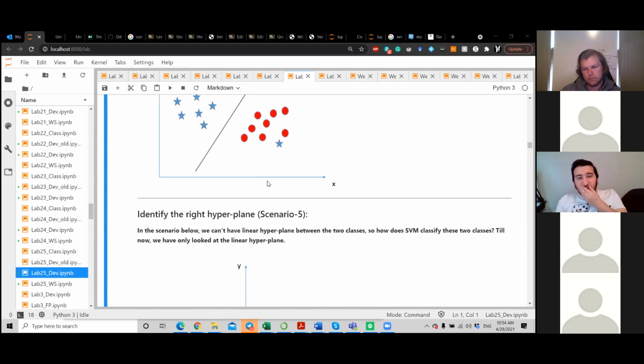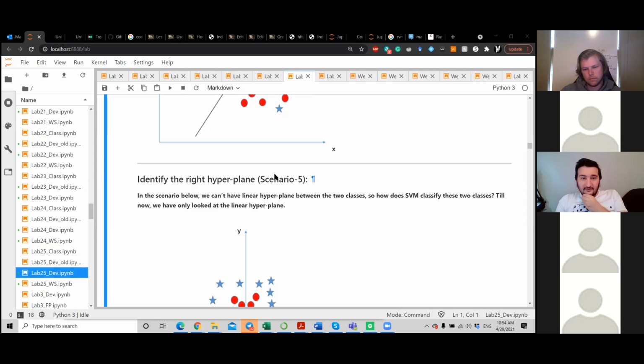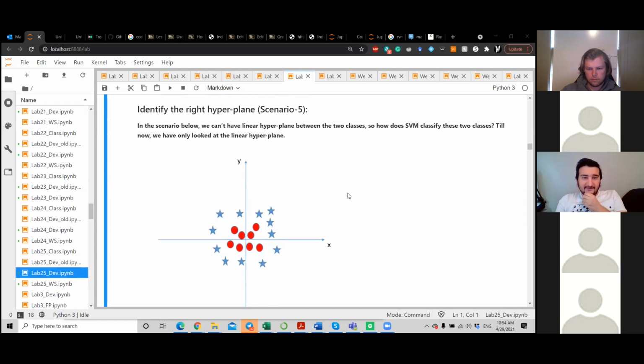Now, scenario 5. In the scenario below, you are asked to draw the best hyperplane to separate circles and stars. Go on. If you want, you can draw your suggested hyperplanes, or you can describe them in the chat box or through your microphones.